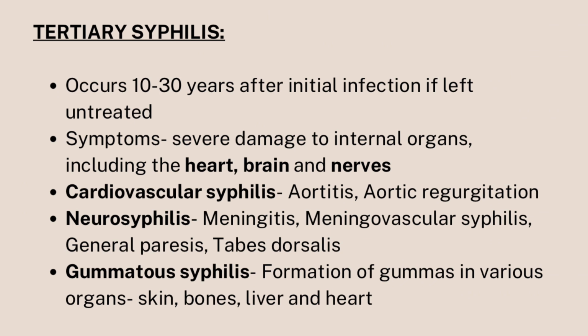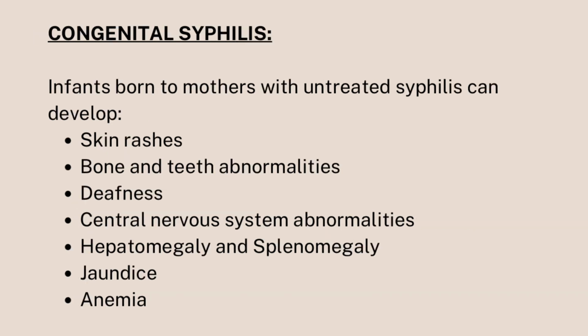General paresis can cause progressive dementia and personality changes due to brain damage. Neurosyphilis can also result in tabes dorsalis. This is the degeneration of sensory nerve fibers, and it can cause pain, sensory loss, and ataxia. Gummatous syphilis is the formation of gummas in various organs including the skin, bone, liver, and heart. Gummas are soft tumor-like growths.